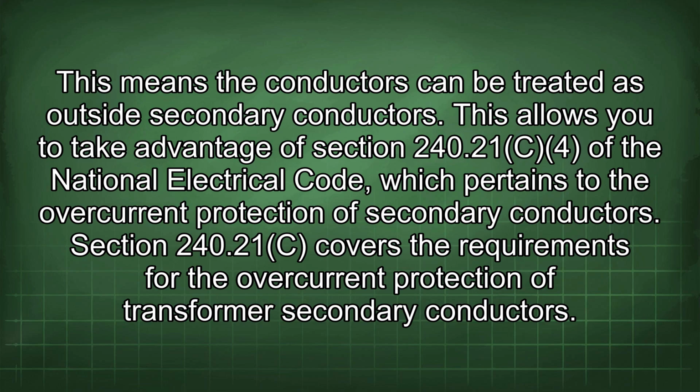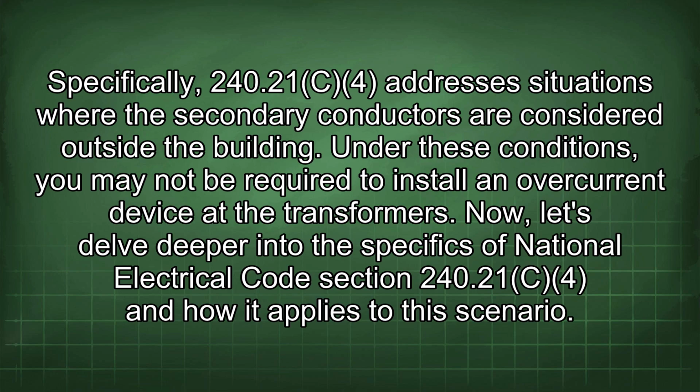This allows you to take advantage of Section 240.21(C)(4) of the National Electrical Code, which pertains to the overcurrent protection of secondary conductors. Section 240.21(C) covers the requirements for the overcurrent protection of transformer secondary conductors. Specifically, 240.21(C)(4) addresses situations where the secondary conductors are considered outside the building. Under these conditions, you may not be required to install an overcurrent device at the transformers.